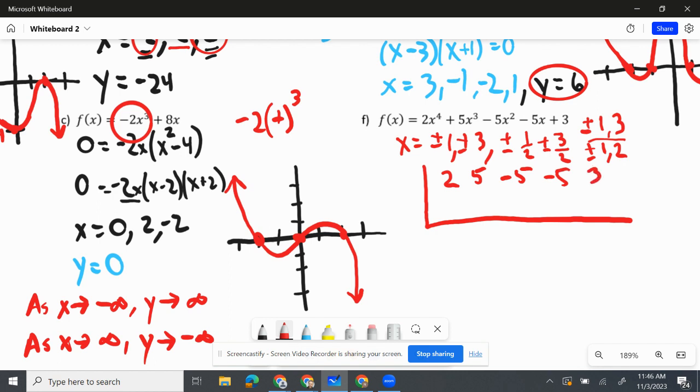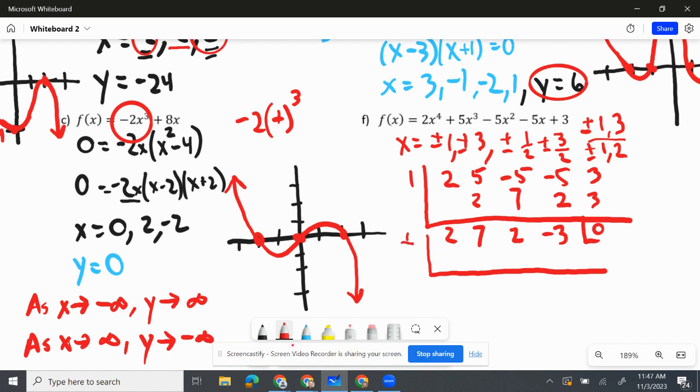If I look at this, I see that 1 goes into it. So that's 2, 7. 1 times 7 is 7. 2. 2 is -3. And that gives us a 0. This one right here, I'm going to go for a half. So that's 2, which is 1. 8, which is 4. 6, which is 3.